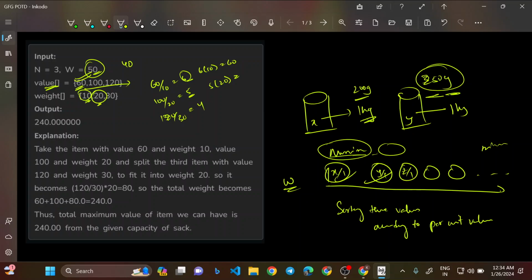So 20 is still less than 40, right? So you can even take this 20 as well. So 100 into this becomes 160. This total right now is 160. So now after taking 20, how much is left? The left is 20.